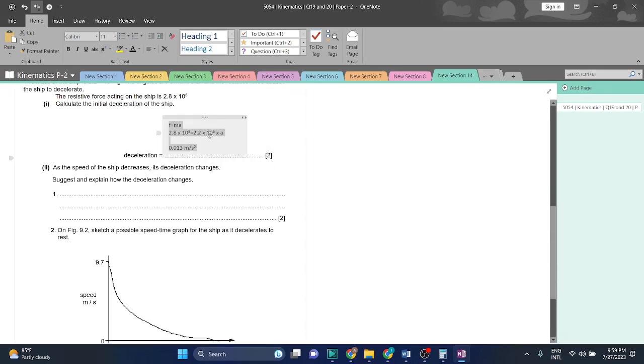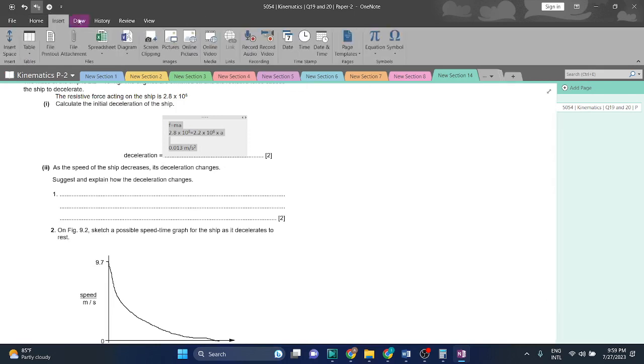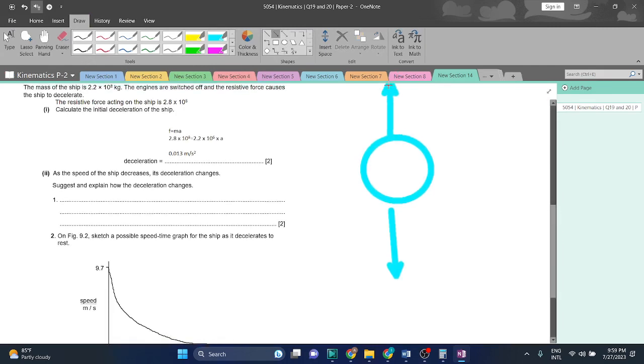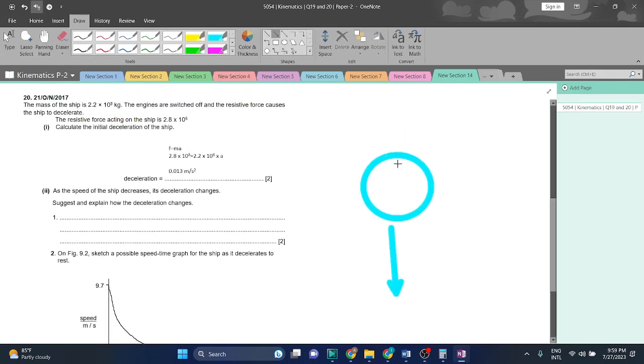आगे चलते हैं. As the speed of the ship decreases, the deceleration decreases. अच्छा, अब मैं आपको समझाता हूँ. So some of the resistive forces which are acting on an object are related to speed. ठीक है ना? For example, जितनी ज्यादा स्पीड होगी, उतना ज्यादा उसको ये resistance लगेगा. That's why जो parachutist होते हैं, they reach a terminal velocity.